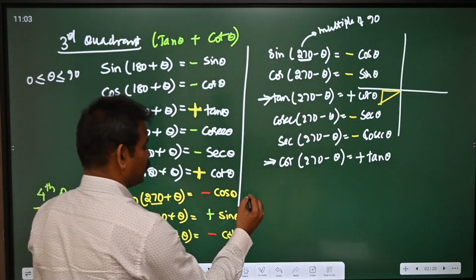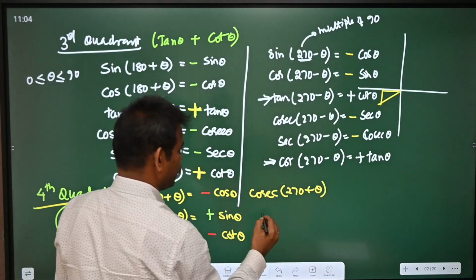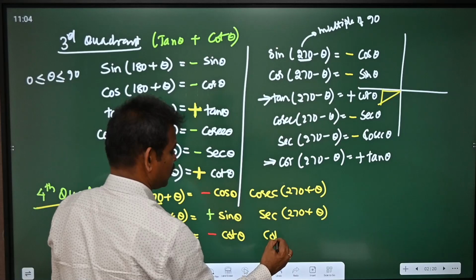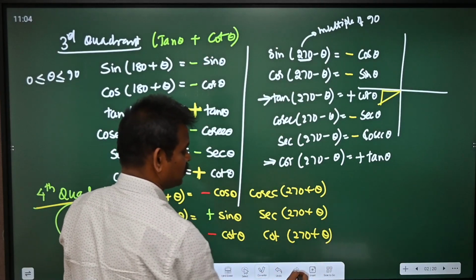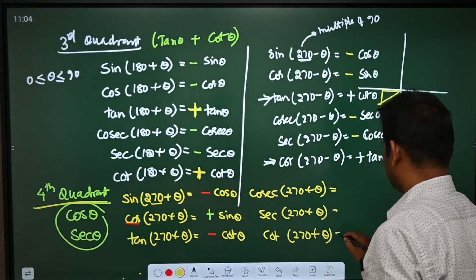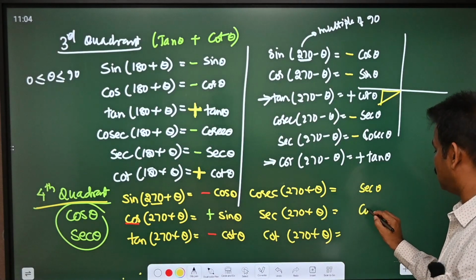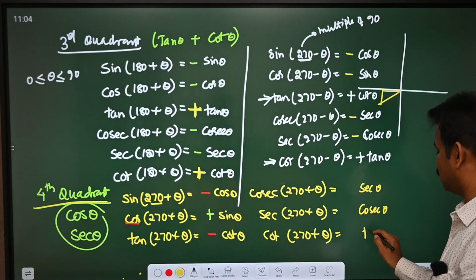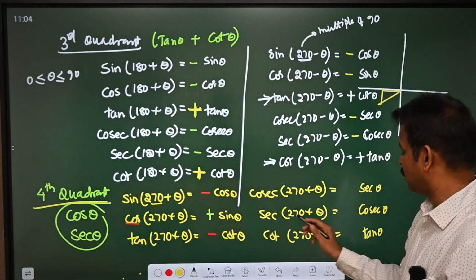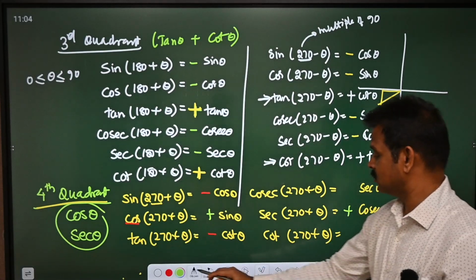The next ones: cosecant(270 plus theta), secant(270 plus theta), cot(270 plus theta). Once again, these are multiples of 90, so the ratios will change. Cosecant will become secant theta, secant will become cosecant theta, and cot will become tan theta. But in this, already we know cos and secant are positive, so here I can write directly positive, whereas the other two are negative.